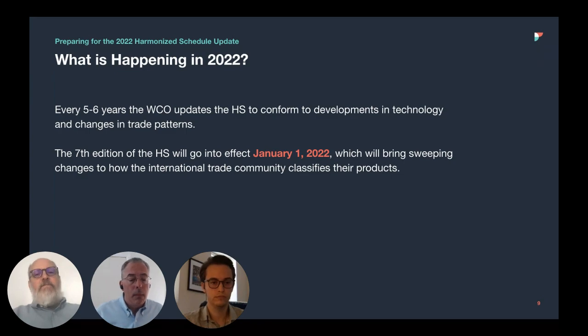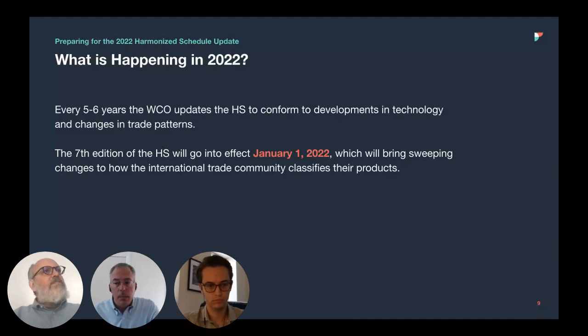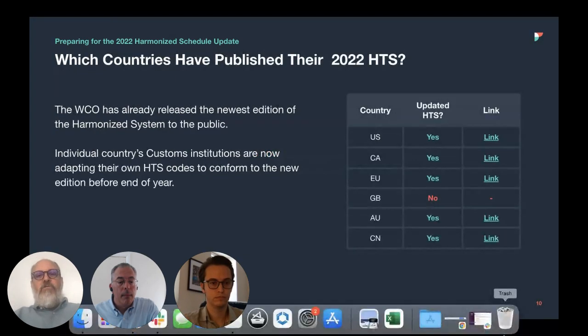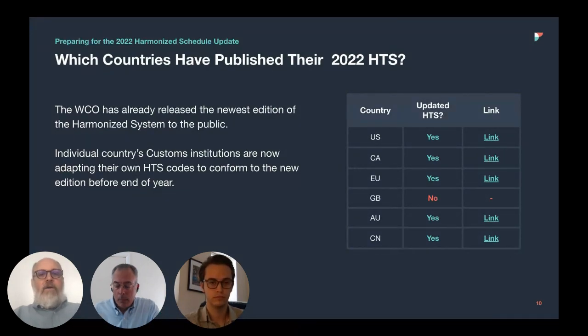So one of the things that happens is you'll see that sometimes classification numbers are retired. For example, in the last round, the classification for typewriters was retired because there really is no longer any meaningful trade in typewriters. So there's a few classifications that will be retired in 2022, and there will be a bunch of new classifications for new products that'll be coming online, and we'll be talking about those in just a moment. And then I'll turn things over to Marcus, who's going to talk a little bit about what countries have published their tariffs and some of the examples that we'll be going through. Marcus?